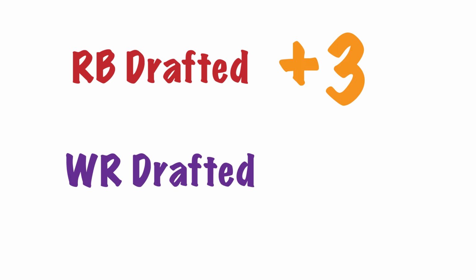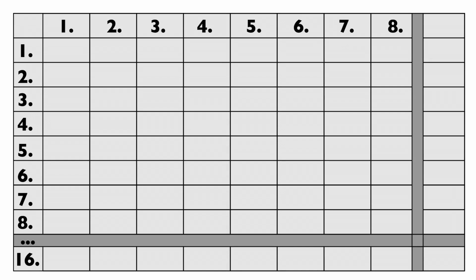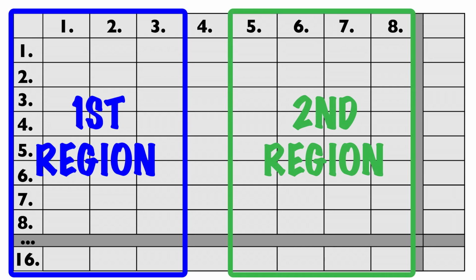It's literally this easy when it's not your pick. When a running back is drafted, add 3 to your total count. When a receiver is drafted, subtract 2 from your total count. You will have 2 separate running counts, one for your first region and one for your second region.